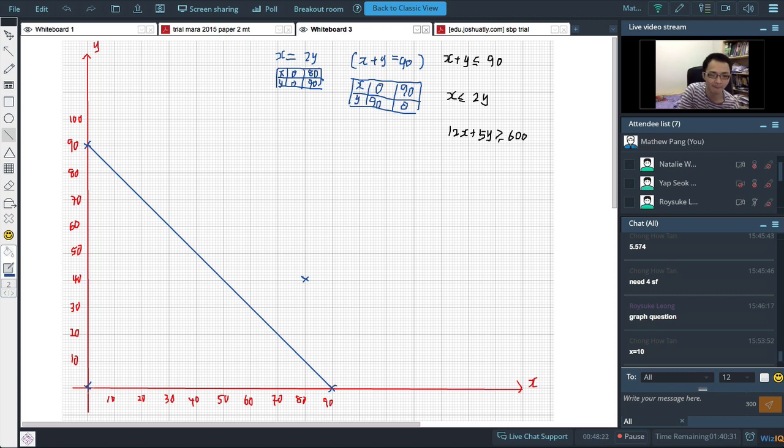Okay, my second line. If you draw it yourself on the graph paper, just make sure you extend it to the maximum, maybe draw until 90. And always label it. This is x equals 2y, and this is x plus y equals 90. Then I still have one more, which is 12x plus 5y equals 600.